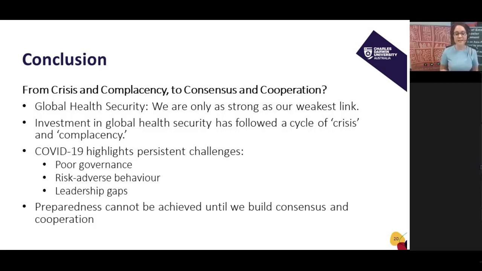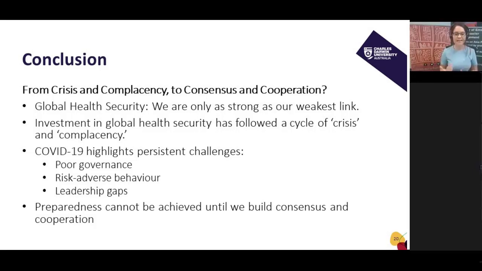So G7 countries have made 4 separate commitments to support 76 countries to build their core capacities. However, follow-through is lacking. And in contrast to previous crises like Ebola, where United States leadership was praised as fundamental to the response, the United States has returned to isolationism, leaving a leadership gap when we're looking at the global response to COVID-19.